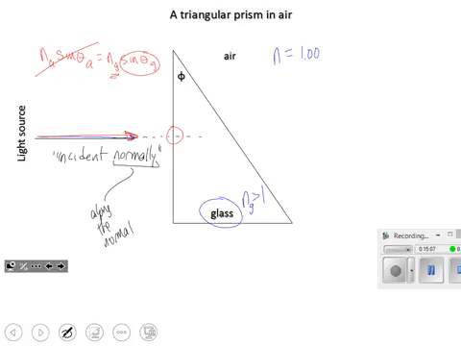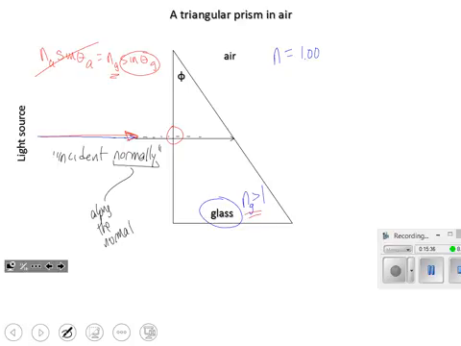But what does happen is, because n of glass is greater than 1, I got a little animation, watch this. It means that the wave does this, gets there, and then slows down. Can you tell it slows down? I'm a master of anime. Oh yeah, look at that, slow down, until the light gets to this boundary.